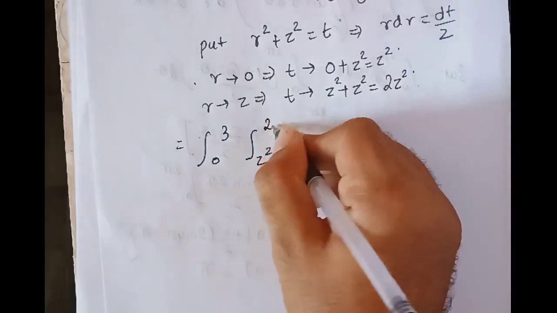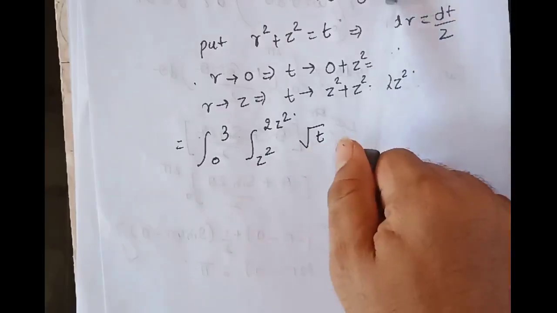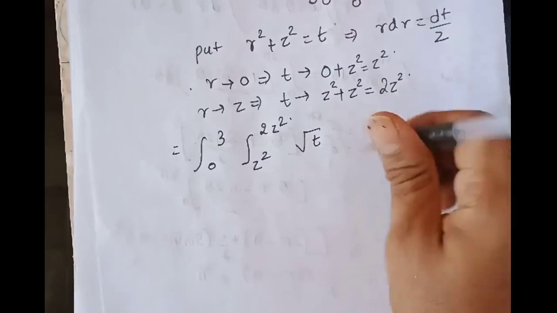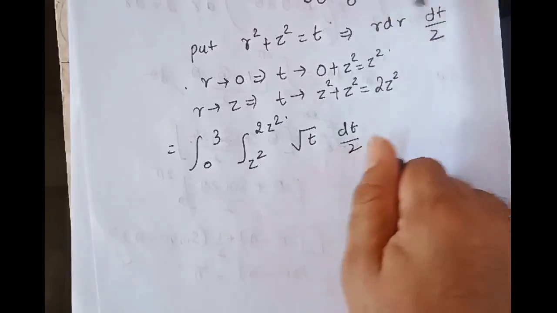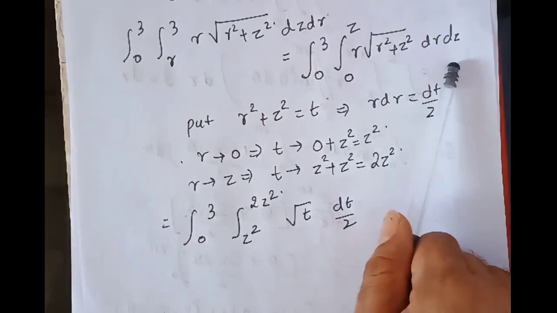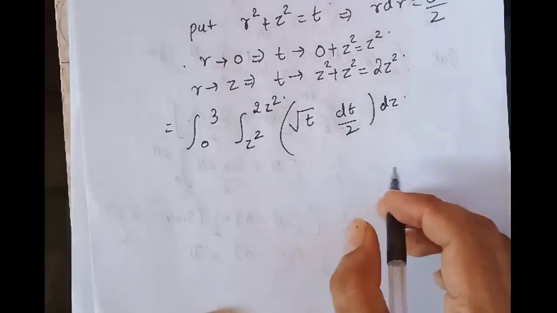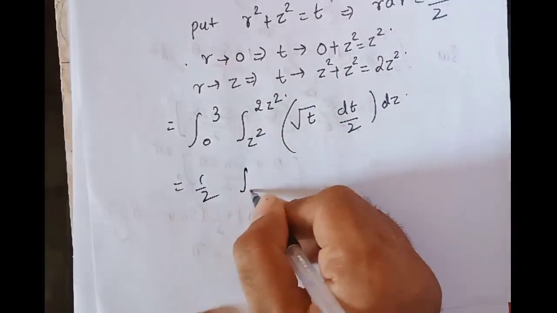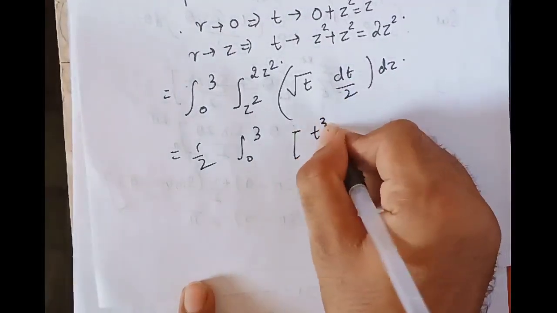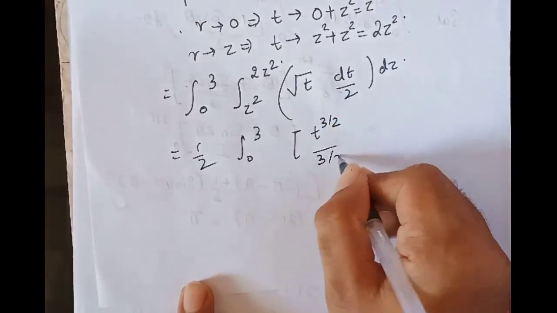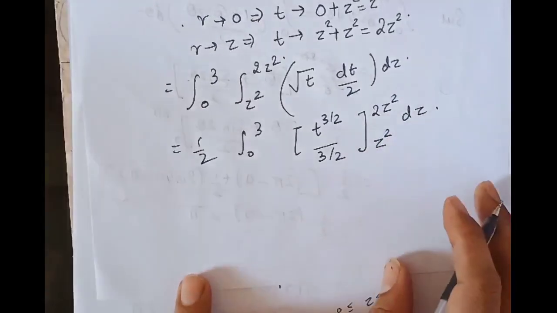So we will get integration 0 to 3, integration z square to 2z square, and this part will become square root of t, and r dr will become dt by 2, and dz as it is. Alright, so I'll take 1 by 2 out. Integration 0 to 3, this integral will become t raised to 3 by 2 upon 3 by 2, from z square to 2z square, dz.